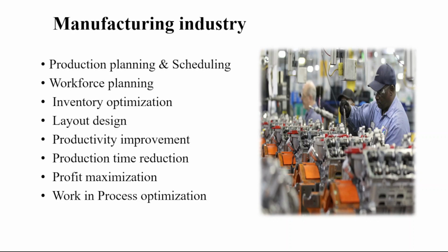We also go for workforce planning: which type of skill set is needed, and how those skilled people or employees should be assigned at different locations. We also discuss inventory optimization. Inventory can be of final products, it can be work in process, it can be buffer inventory, or it can be raw material inventory.